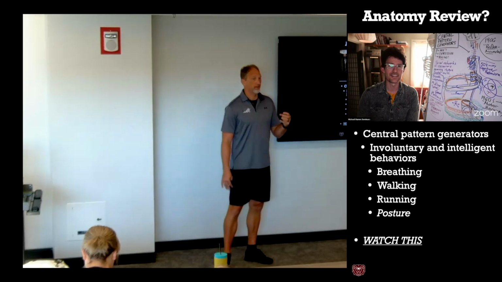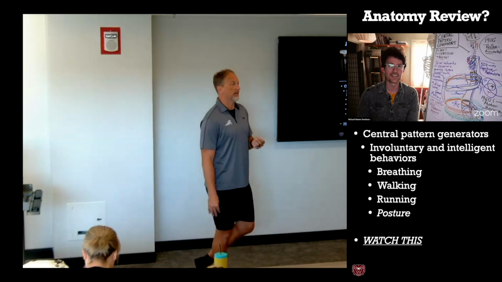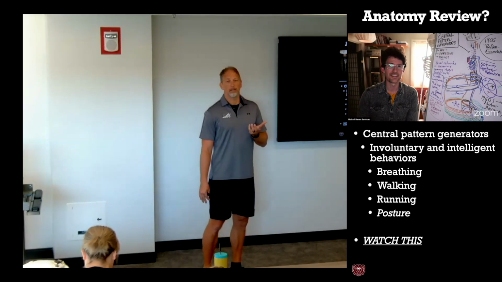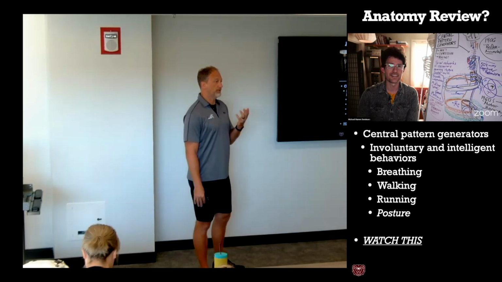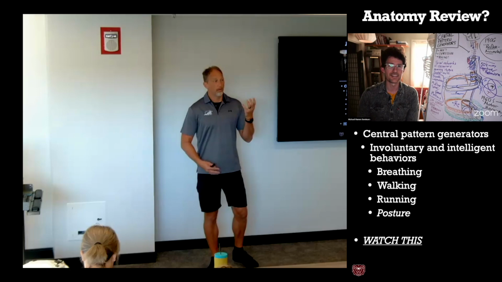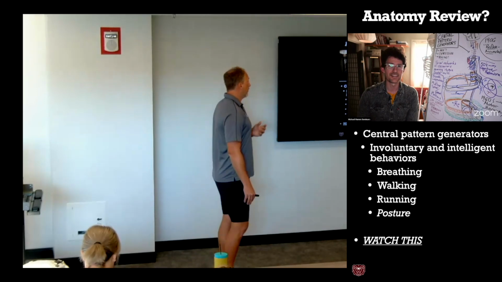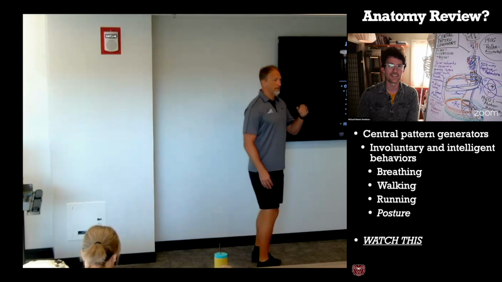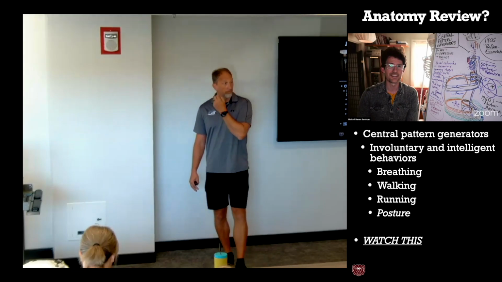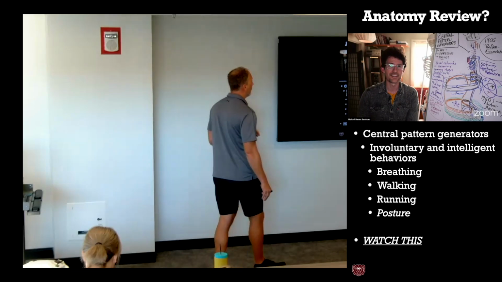Central pattern generators, we think about that in regards to like breathing and automatic reflexes and responses to things. That's also our posture. So us just standing around, any of our postures that we get into, those come from our central pattern generators. Upper motor neuron, lower motor neurons, that gets into the whole neuroplasticity stuff we're talking about today. But definitely go in and watch this.